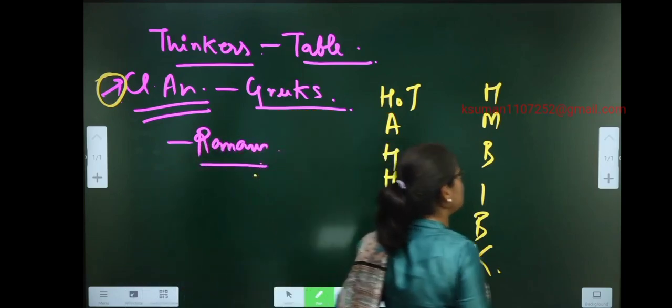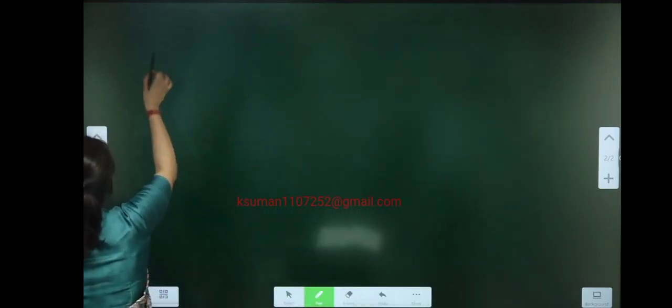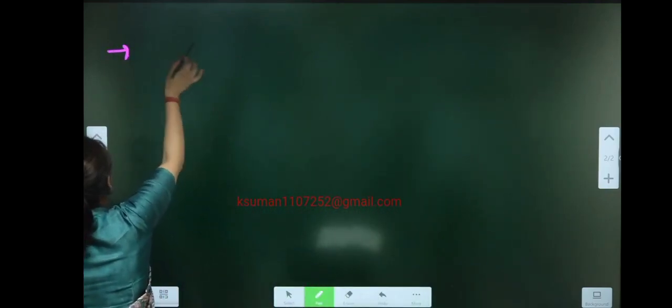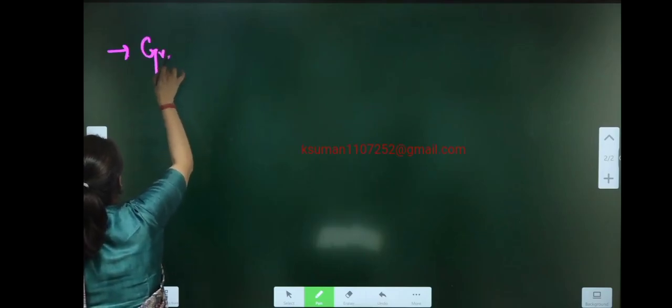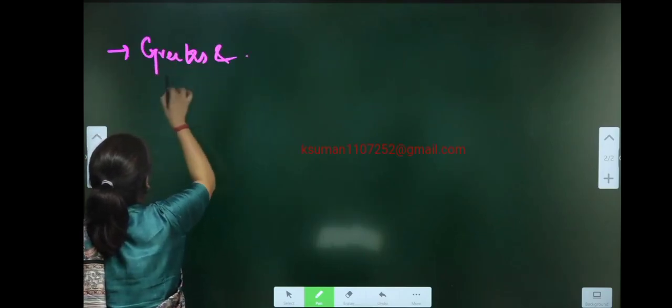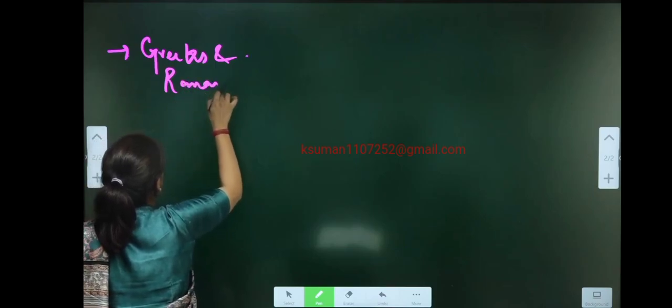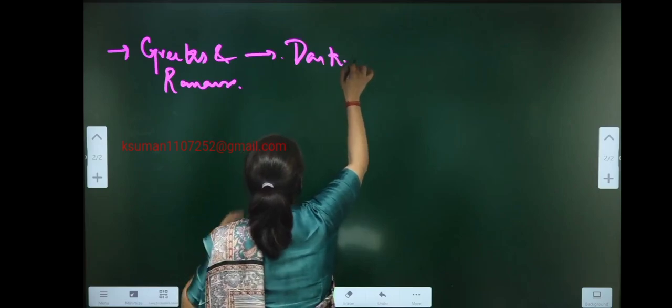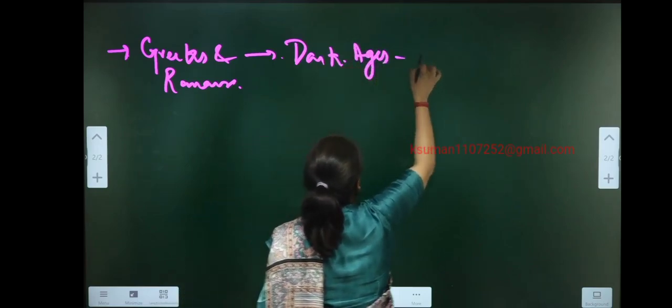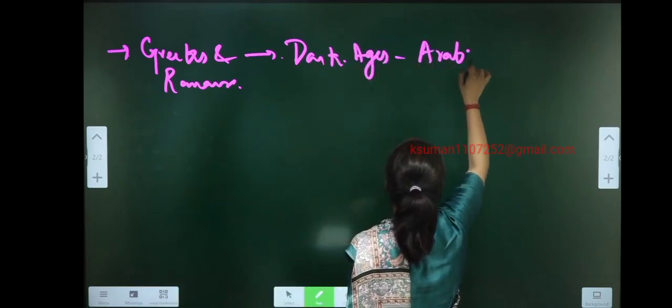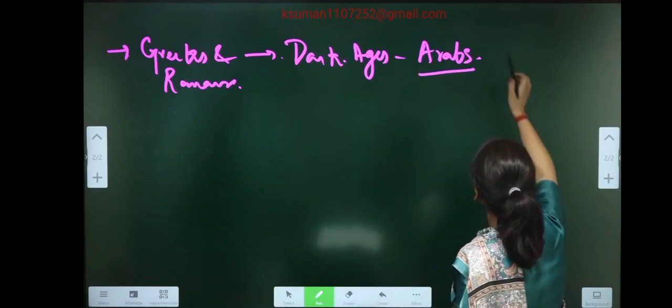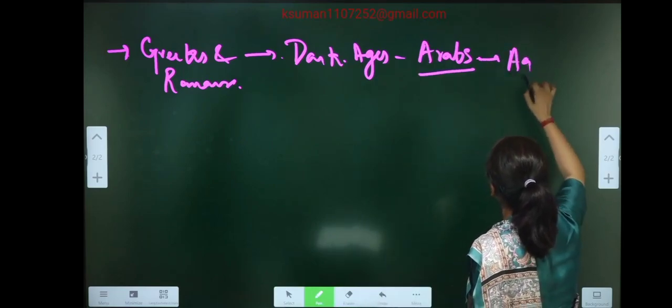Next, let's move towards the other discussion. Okay. So this is the time period. Let's write down the chronology again. So time periods of Greeks and Romans. The Dark Ages. The time periods associated with Arabs. And then the Age of Voyages.